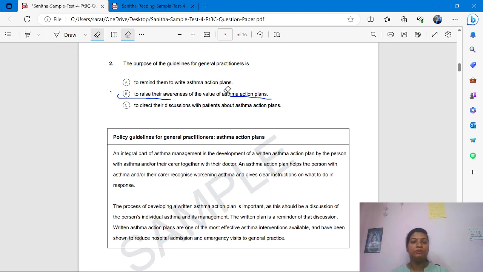Option A is to remind them to write asthma action plan. B, to raise their awareness. And third, to direct their discussion with patient about asthma action plan. So the option is B. B is the correct answer.